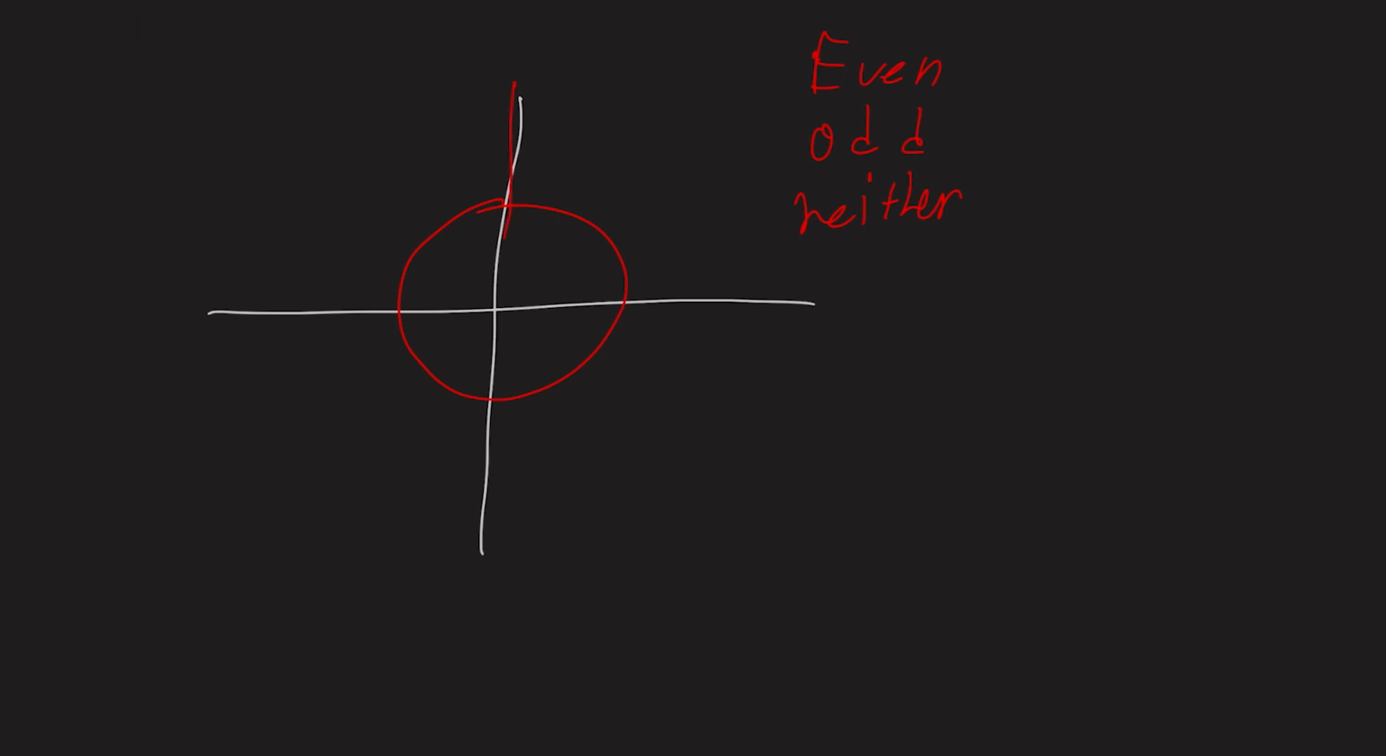So first of all, we can split this down the middle and say that the right side is the same as the left side. So we know it satisfies the conditions for even. But if I rotate this 180 degrees around the origin, then I'm still left with the exact same circle. It's going to look exactly the same. So it meets the conditions for odd. However, this isn't a function. It fails the vertical line test. So I can't call it an even function. I can't call it an odd function. So I have to say it's neither.